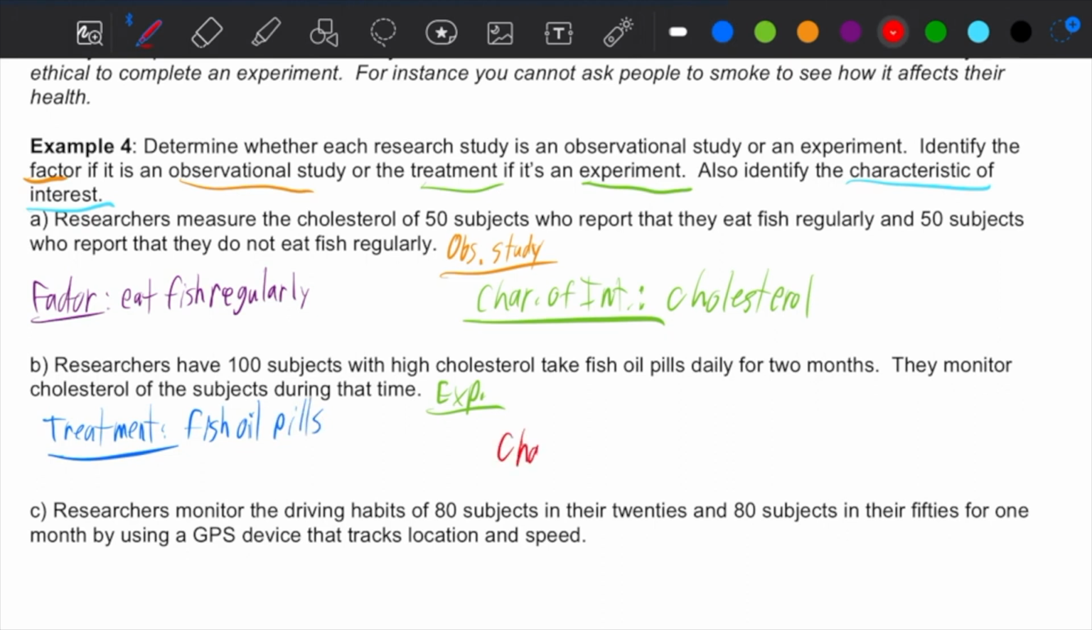And once again, we have a characteristic of interest. And so we're saying, what are we most concerned about to see if this, of what's changing or not? And we're curious once again about the cholesterol, specifically the cholesterol level, if you want.